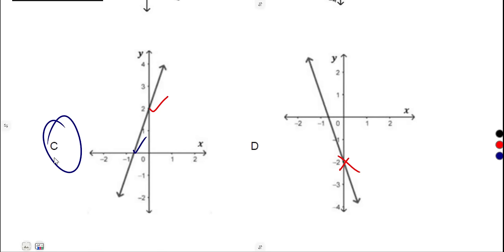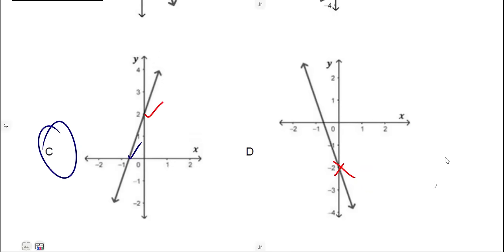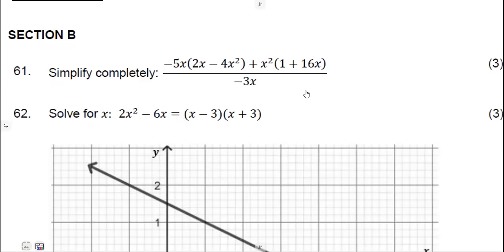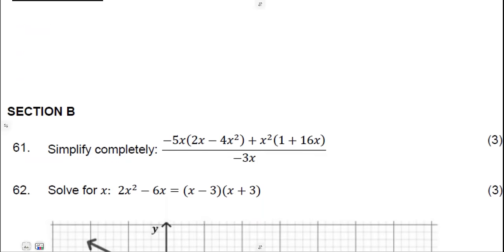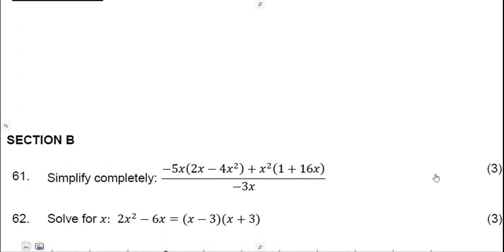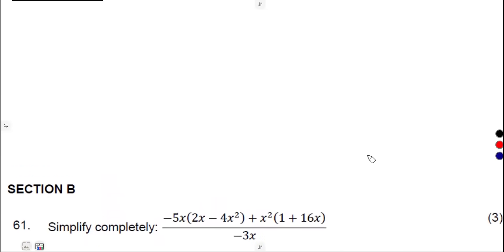All right, so that was the section A of our paper. Section A, guys, as you can see, it was actually, yeah, a lot of things to consider, which is fine. Then section B, question 61, simplify this completely. All right, so guys, here let us just expand our brackets and see what is happening here.